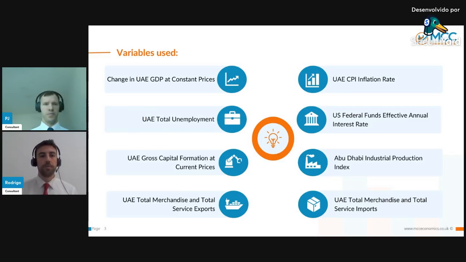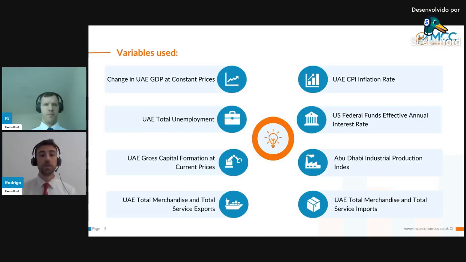Another factor that we put in as well is total unemployment, also based on the UAE. We use the U.S. federal funds effective annual interest rate, so interest rate impacts GDP. We'll explain a little bit further down why the U.S. Fed funds rate instead of just the UAE interest rate.